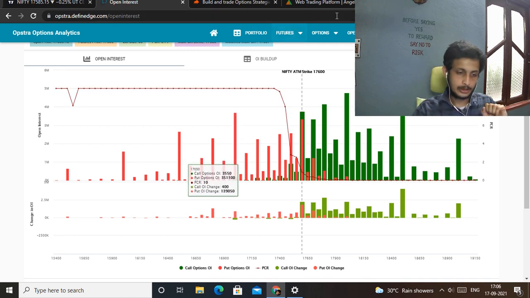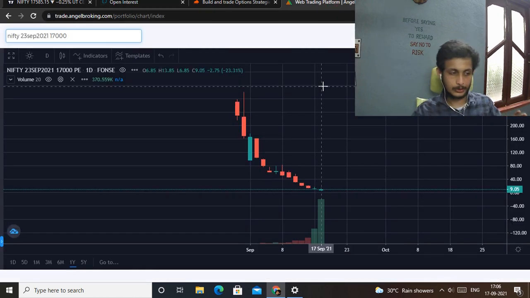So this option chart, we will check from the Angel Broking charting tool. Angel Broking has facilitated us with this extraordinary thing that we can see the option charts, the candlestick charts for the option as well.